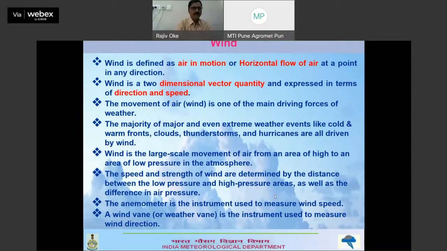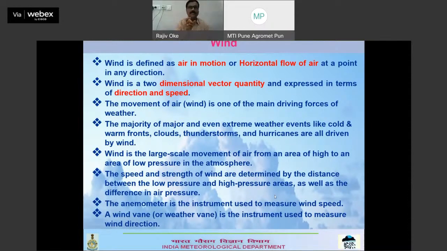The movement of air is the main driving force of the weather. The majority of the major and extreme weather events like cold fronts, warm fronts, clouds, thunderstorms are all driven by the winds, which make them move. Wind is a large scale movement of air from an area of high pressure to low pressure in the atmosphere. The speed and the strength of the wind can be determined by the distance between the low pressure and high pressure areas, as well as the difference in the air pressure.